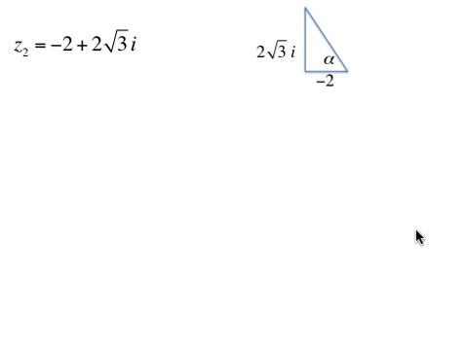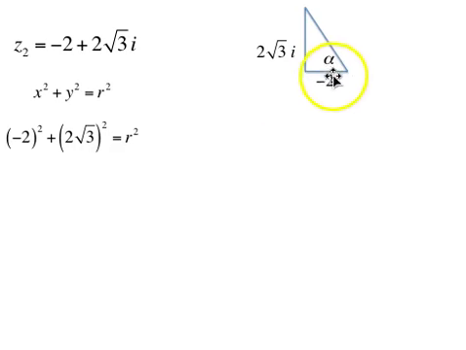Next up we have negative 2 plus 2 root 3i. Negative 2 in the real direction, 2 root 3 in the imaginary direction. And we want to find the absolute value of that complex number. We want to find r. So x squared plus y squared is r squared. Negative 2 squared plus 2 root 3 squared is r squared. 2 squared is 4, root 3 squared is 3, 4 times 3 is 12, 4 plus 12 is r squared, 16 is r squared, r is 4.